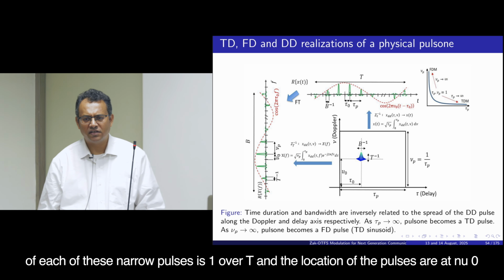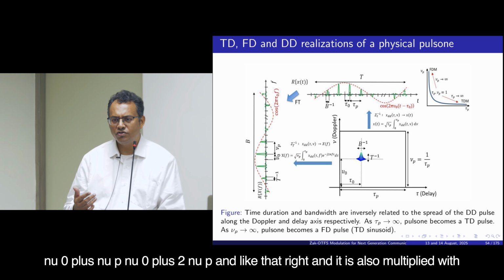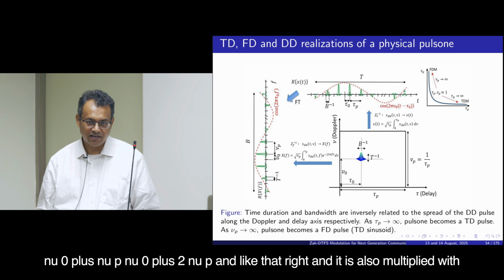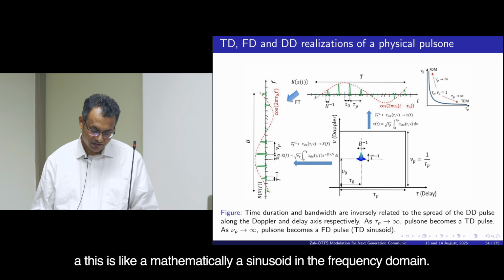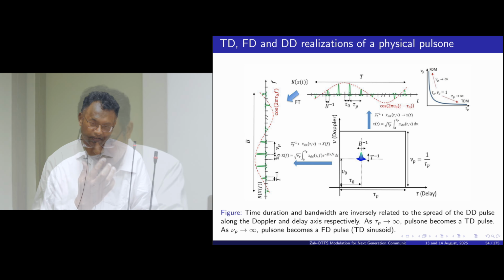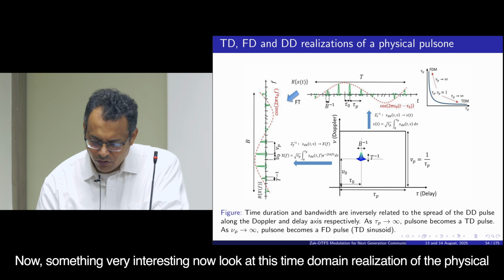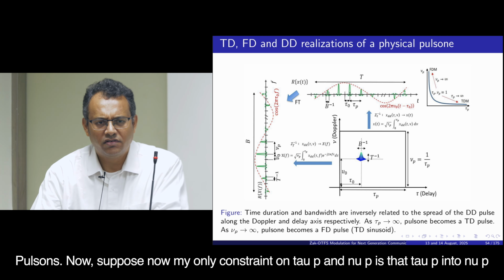And the location of the pulses are at nu 0 plus nu p, nu 0 plus 2 nu p, and like that, right. And it is also multiplied with a, this is mathematically a sinusoid in the frequency domain. Now, something very interesting. Now, look at this time domain realization of the physical pulson.